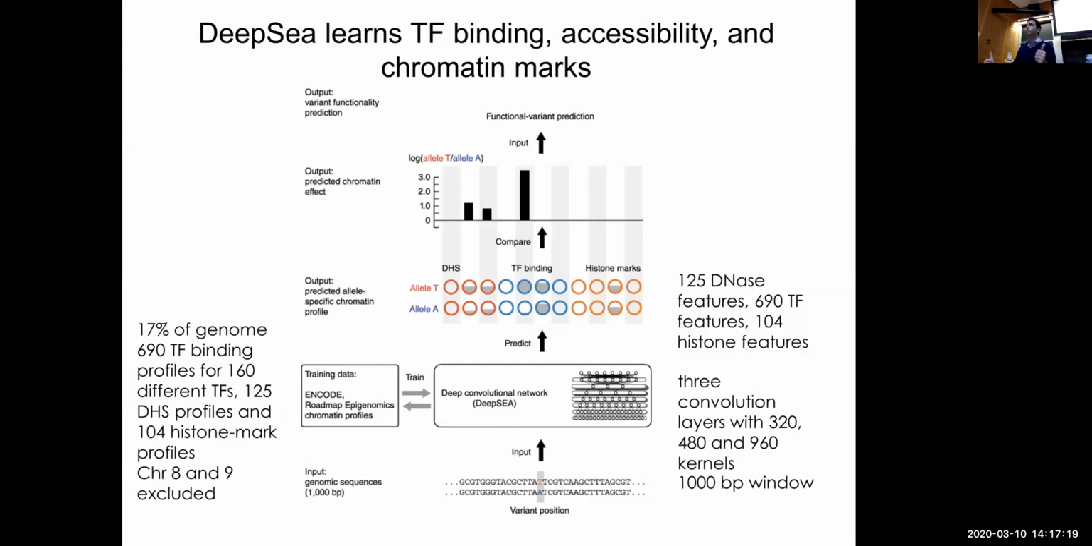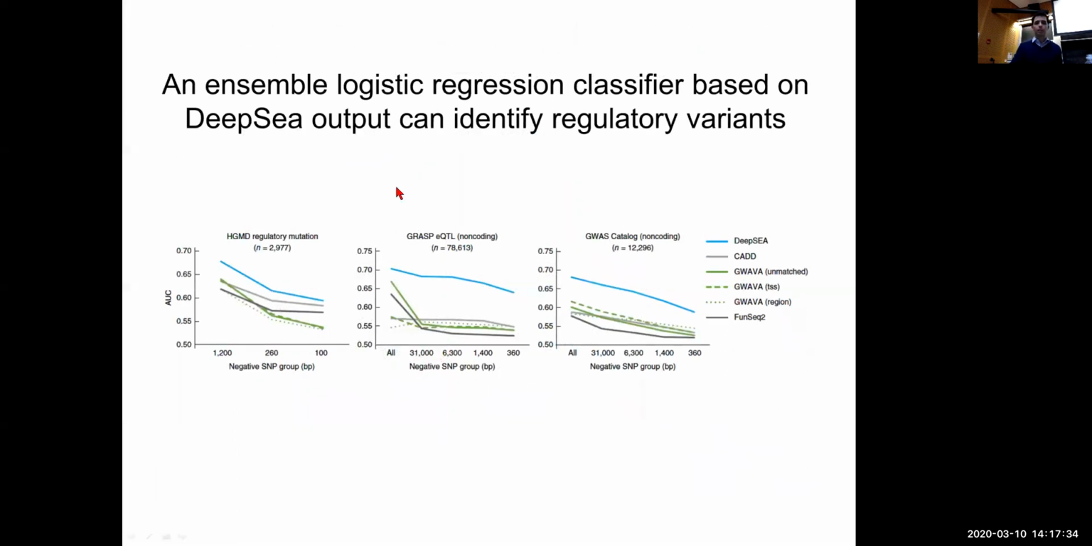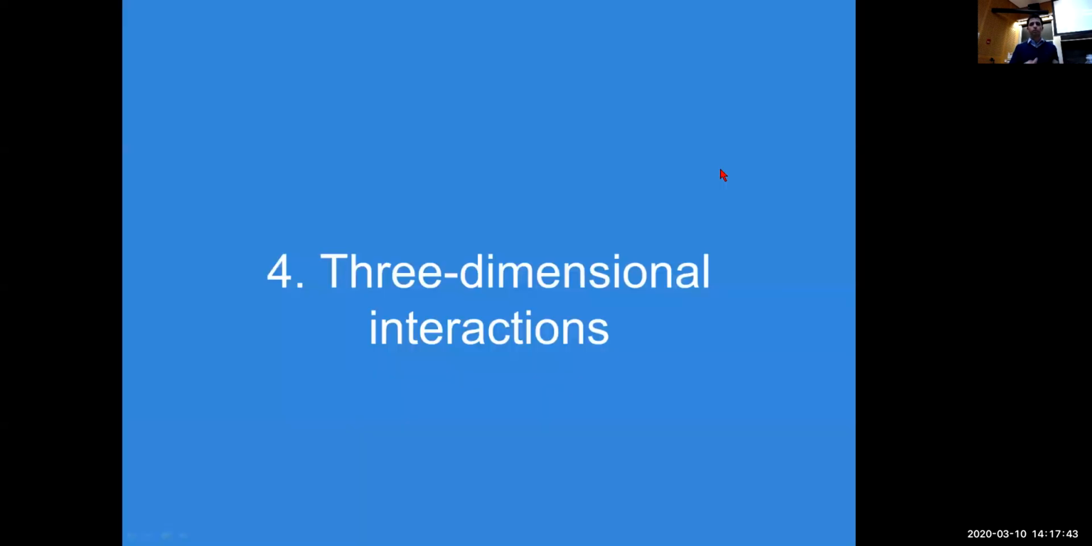Who feels that they've learned stuff today? Yeah, awesome, great. So basically, DeepC indeed can predict differentially accessible regions just based on the SNP value. This is just some of the performance of how well it's predicting that impact. And you could also build a logistic regression classifier using the DeepC output to identify regulatory variants, okay?